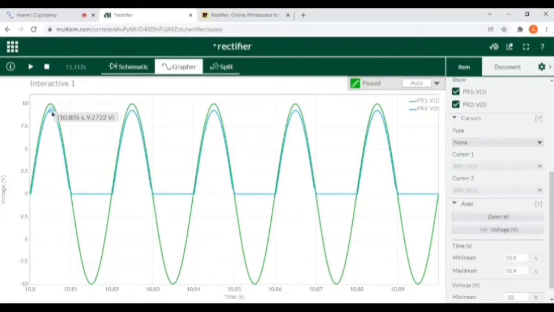Also see, there is a voltage difference of 0.7 volt between the two waveforms, that is between the input waveform and output waveform. You can check the values as well. 9.27 is the magnitude of the output waveform, while 9.9 is the magnitude of the input waveform. This is because of the diode drop.